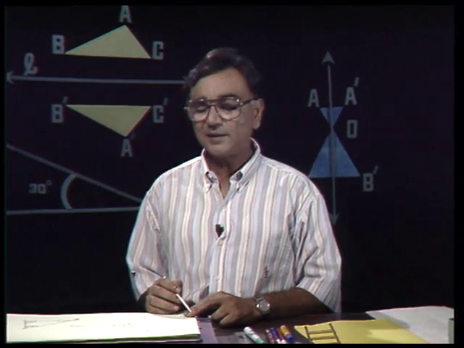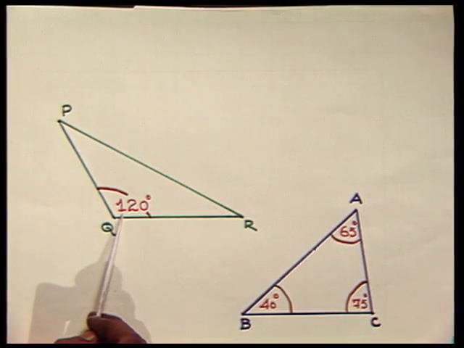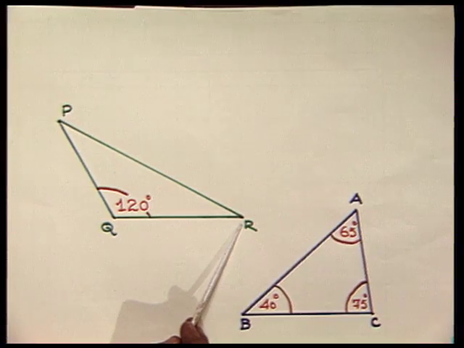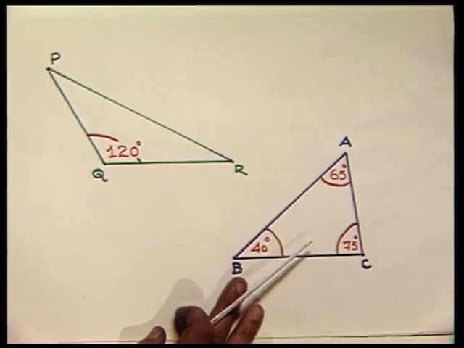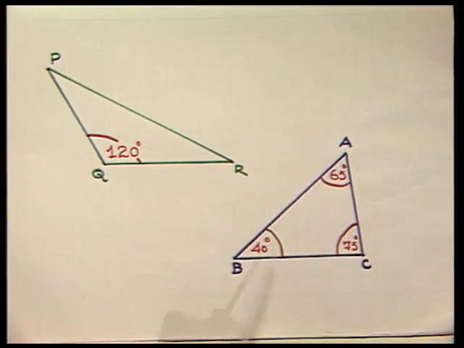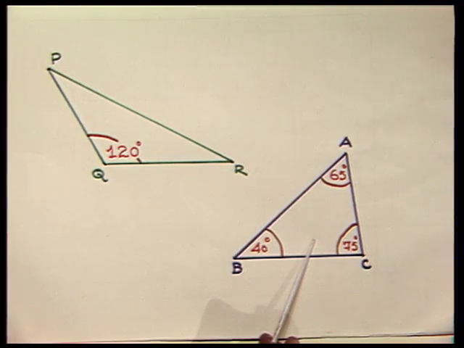Look at these triangles. Here in this triangle, this angle is 120 degrees, that is more than 90 degrees. So, triangle PQR is an obtuse angled triangle. But the triangle ABC has angles equal to 65 degrees, 40 degrees and 75 degrees. All the angles of this triangle are less than 90. So, such a triangle is known by the name of acute angled triangle.